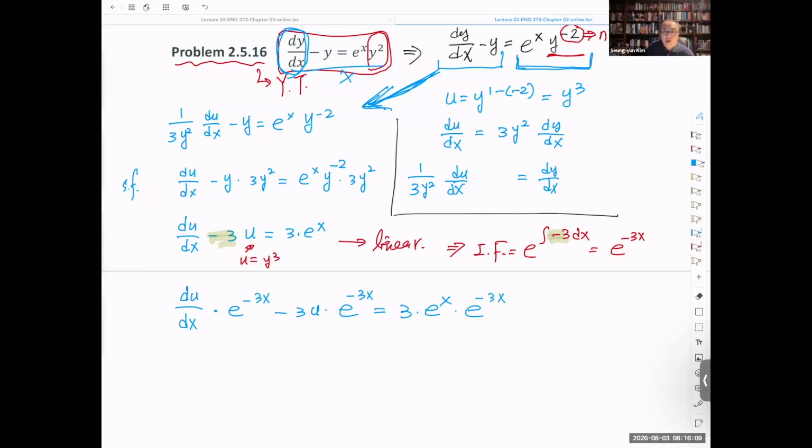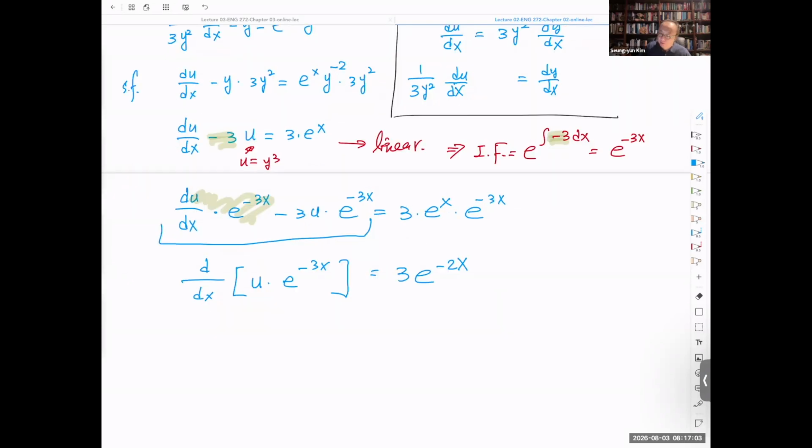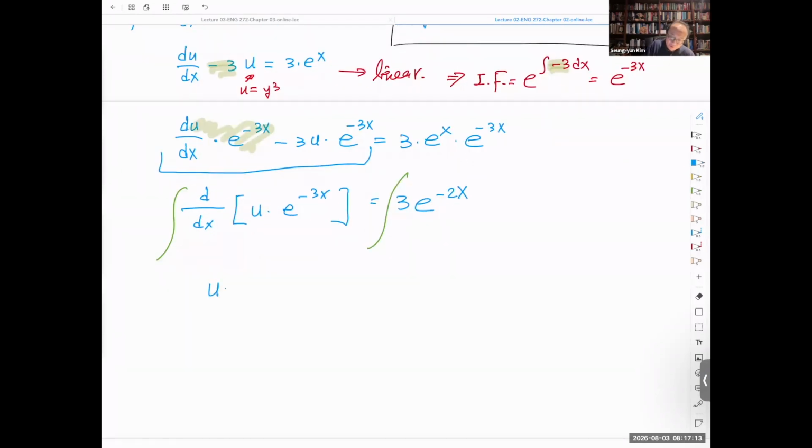And the effect of multiplying this integrating factor, the whole left-hand side equals what? These guys. So d over dx of u e to the negative 3x, and then the right-hand side is 3 times e to the negative 2x. Now we're going to take the integral of both sides. Then we have u times e to the negative 3x equals 3 integral e to the negative 2x dx.